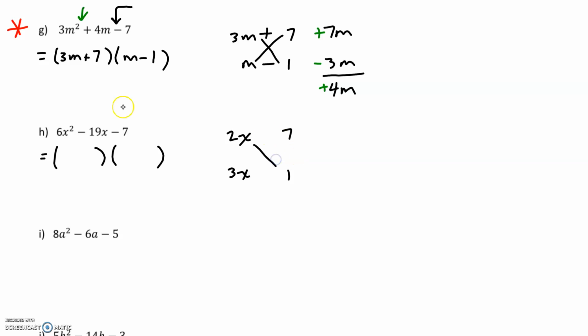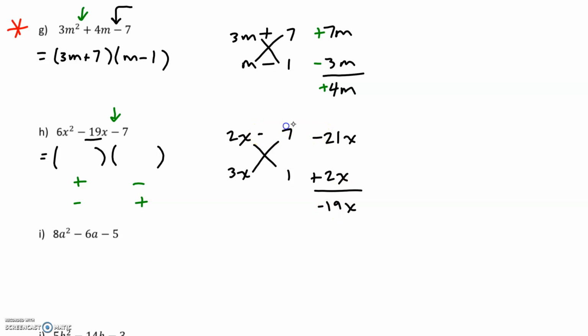Okay, let's try. And let's note that we do have a negative C value. That tells us we're going to have opposite signs inside our brackets, right? That's what we know. Okay, so 2x times 1 gives me 2x, and 3x times 7 gives me 21x, and the difference between is 19. Good news, that's what I got here, 19. All right, we want 19 to be negative, and so for that to happen, the larger number has to be negative. And we'll double check. Negative 21 added to a positive 2 is a negative 19.